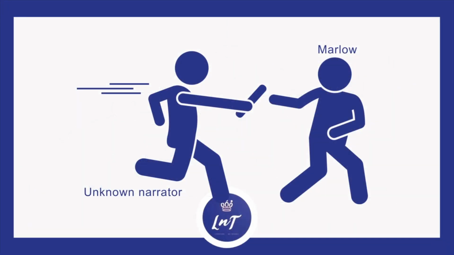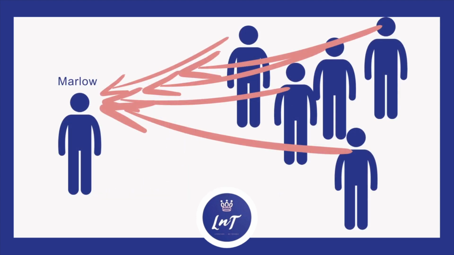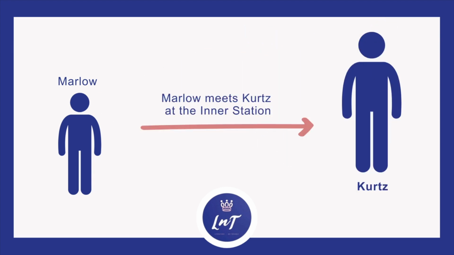To sum up, in Heart of Darkness, the perspective operates like a relay race. It begins with one narrator who then passes the narrative baton to Marlowe. Marlowe, in turn, learns about Kurtz from others before encountering him firsthand. This approach allows us to see Kurtz not exclusively through Marlowe's viewpoint, but also through the lens of various characters who discuss Kurtz prior to his actual appearance in the narrative.